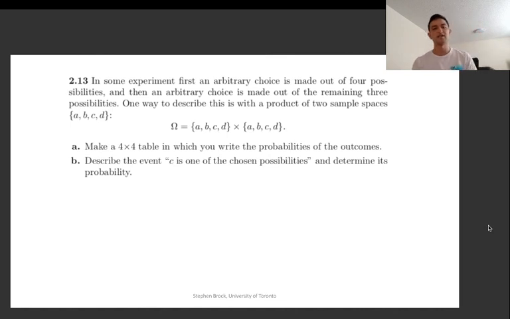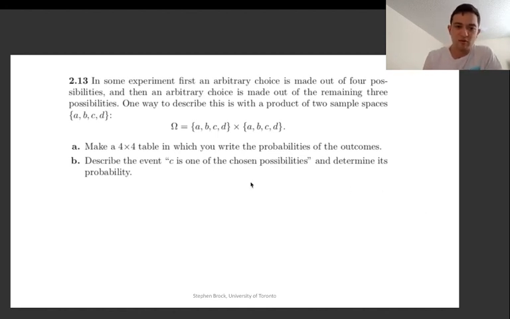All right, question 13. In some experiment, first an arbitrary choice is made out of 4 possibilities, and then an arbitrary choice is made out of the remaining 3 possibilities. One way to describe this is with a product of 2 sample spaces. So we have our sample space omega, which is equal to the product of ABCD times ABCD. So it's all the pairs of ABCD and ABCD.